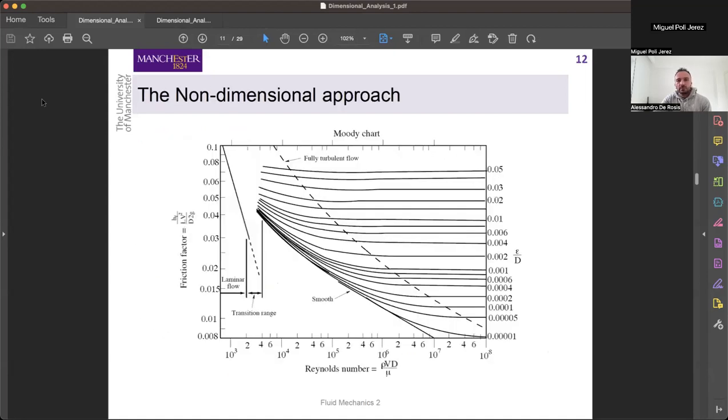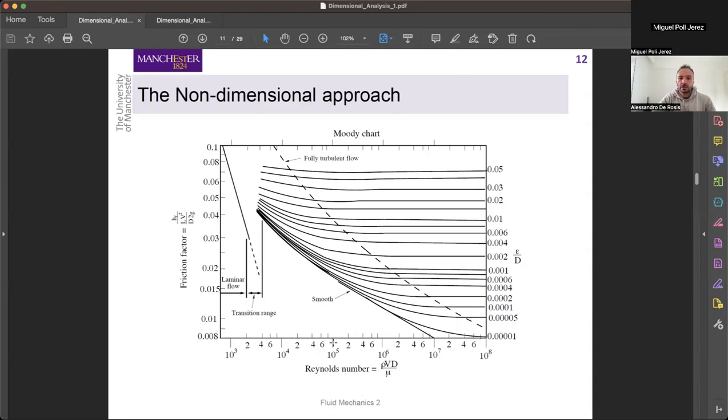Now, let me use this graph. This is the Moody chart, okay? I want to use this graph to reply to one of the questions you mentioned before, how to use the Moody chart. Very important, you will use the Moody chart only if at the exam I tell you that there is roughness and it has a certain value. Only in this case, sorry.